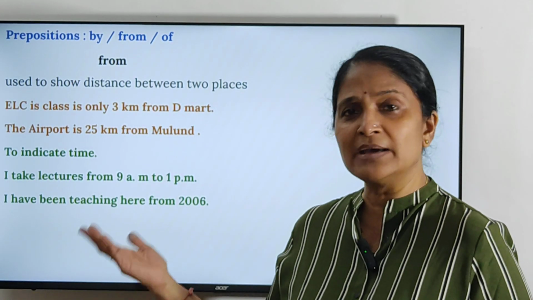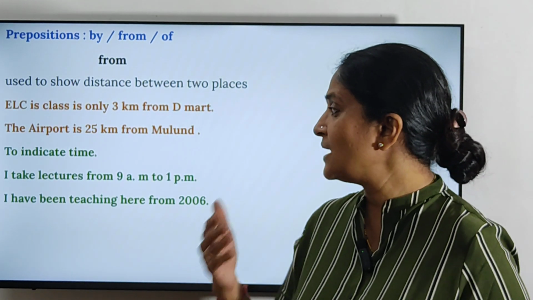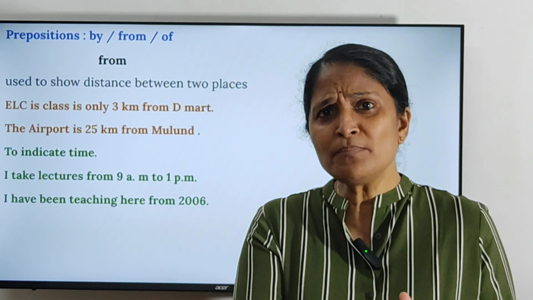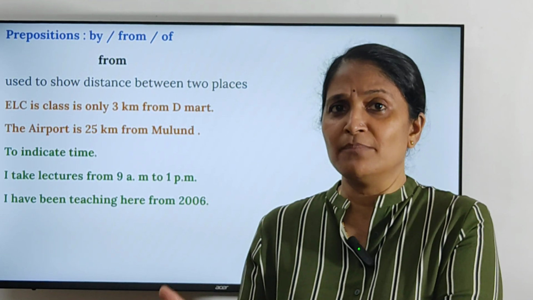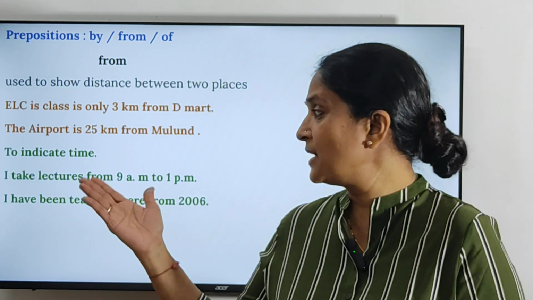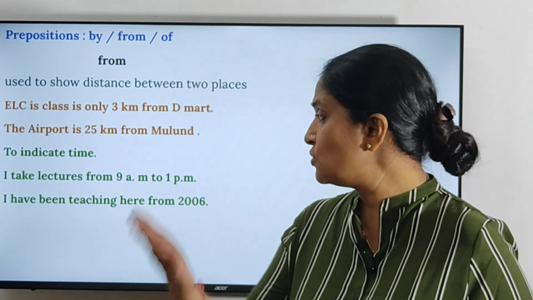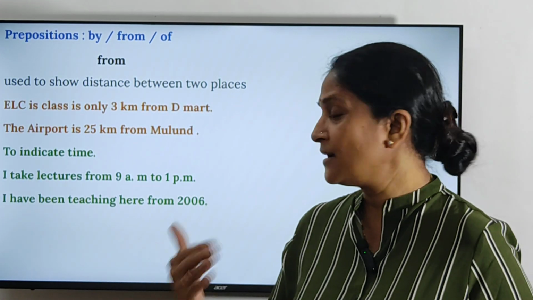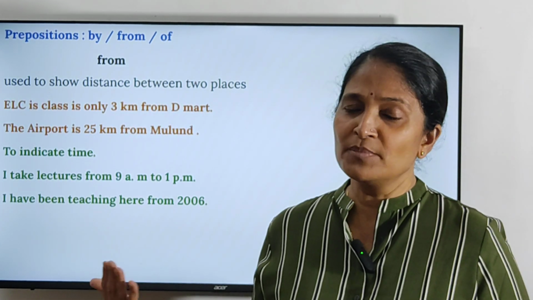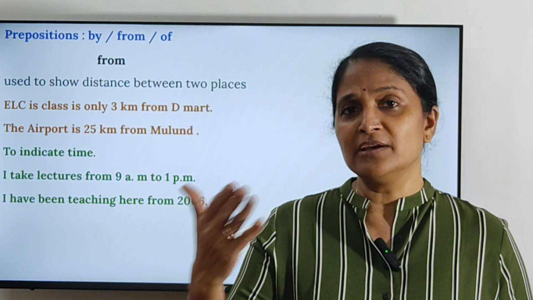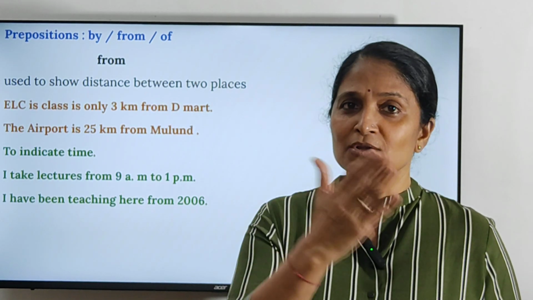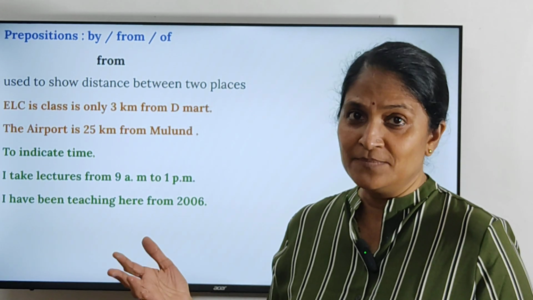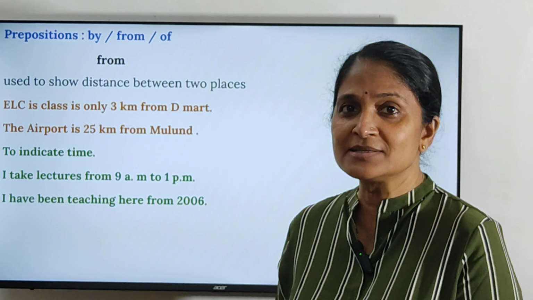Now it is also used in time, right? In that case you use: I take lectures from 9 AM to 1 PM. 9 बजे से 1 बजे तक मैं क्लास लेती हूँ. I have been teaching here from 2006. Again here we use since, but from is also fine. So I have been teaching English from 2006. 2006 से पढ़ा रही हूँ. So here you are talking about time. So here is how we use this from.